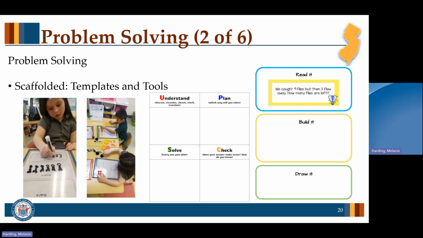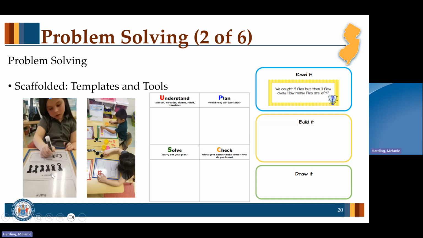We really just want to read the problem for understanding and start to think about what's the situation? What's it asking me to do? Again, I have a problem solving training you can look at with a lot more information on it. But templates like this to help them plan, solve, check, have them read it, draw it, solve it, read it, build it, solve it, however you want to do it.